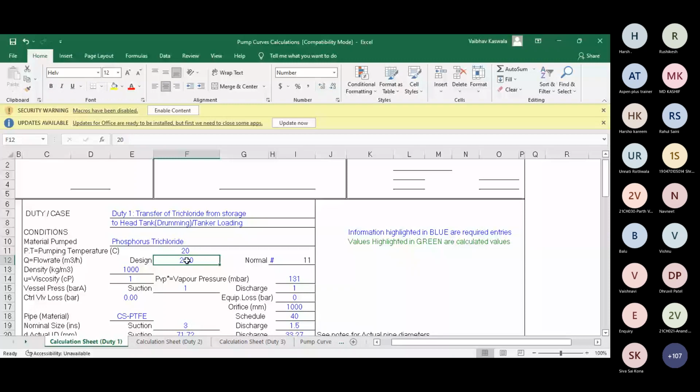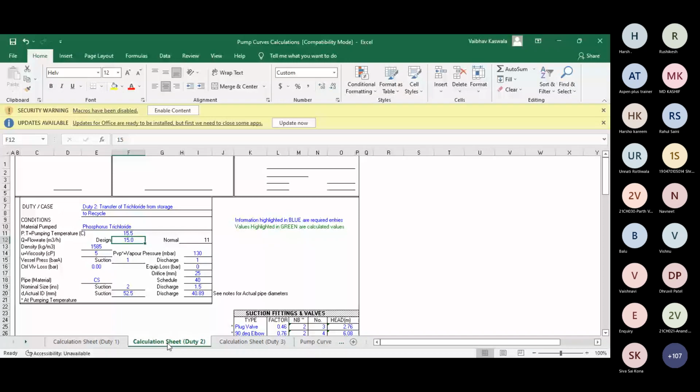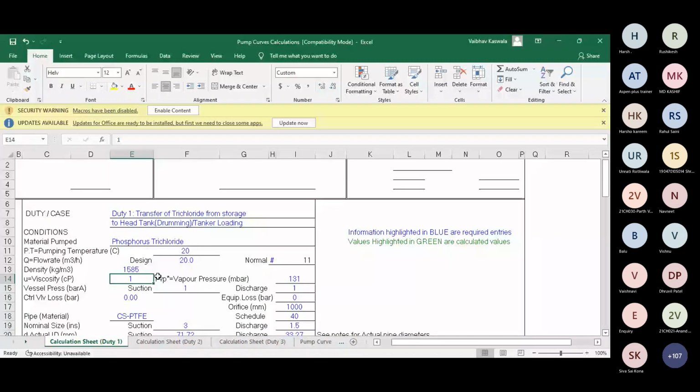So what will be the normal flow rate? It will be somewhere around 11. I have taken 5% as the margin. Design is 20, so normally somewhere around 11 meter cube is the normal flow rate, and maximum flow rate is 20, which I have selected. Normal is the operating point, maximum is 20. Density of POCl3 is somewhere around 1585 kg per meter cube.